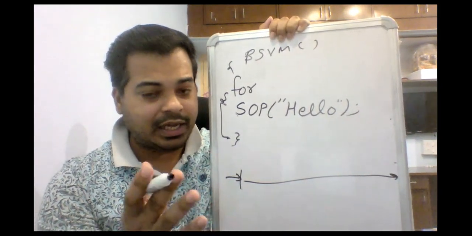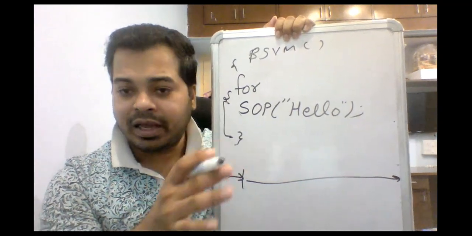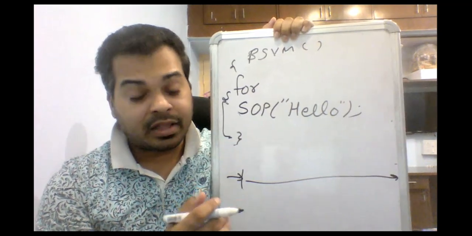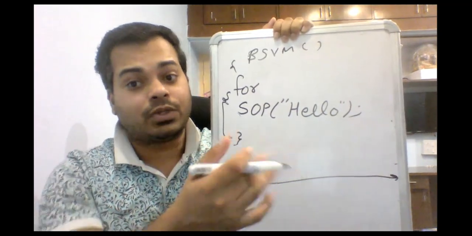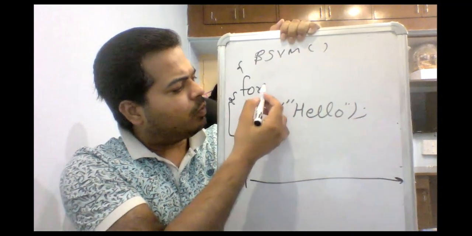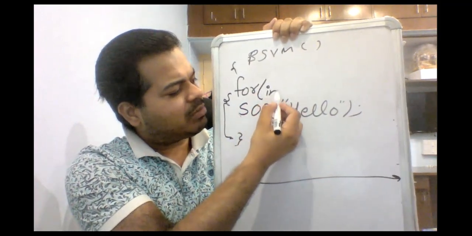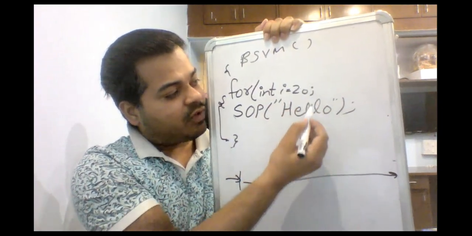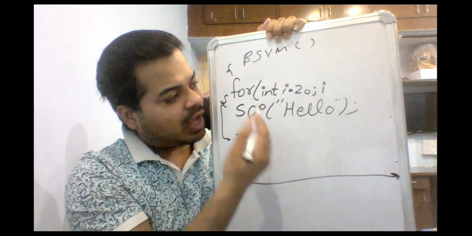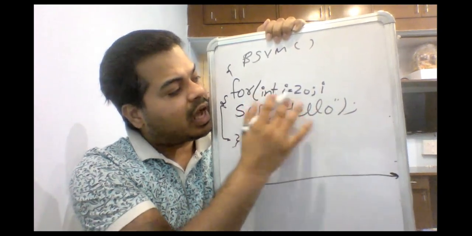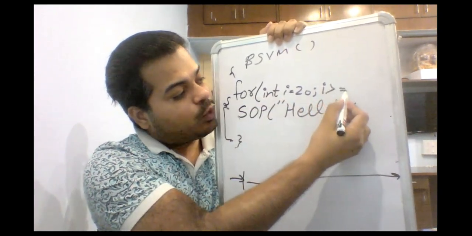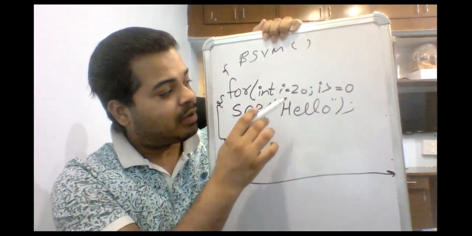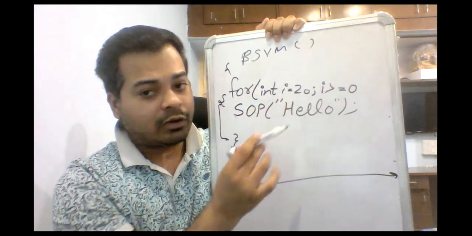That means, let's say earlier I ran my loop from 0 to 20. Now I want to run my for loop from 20 to 0. That also I can do. The only thing I have to do here is initialize my int i with 20, and then specify until what time I want to run it. So I will say I want to run this until my i is greater than or equal to 0.